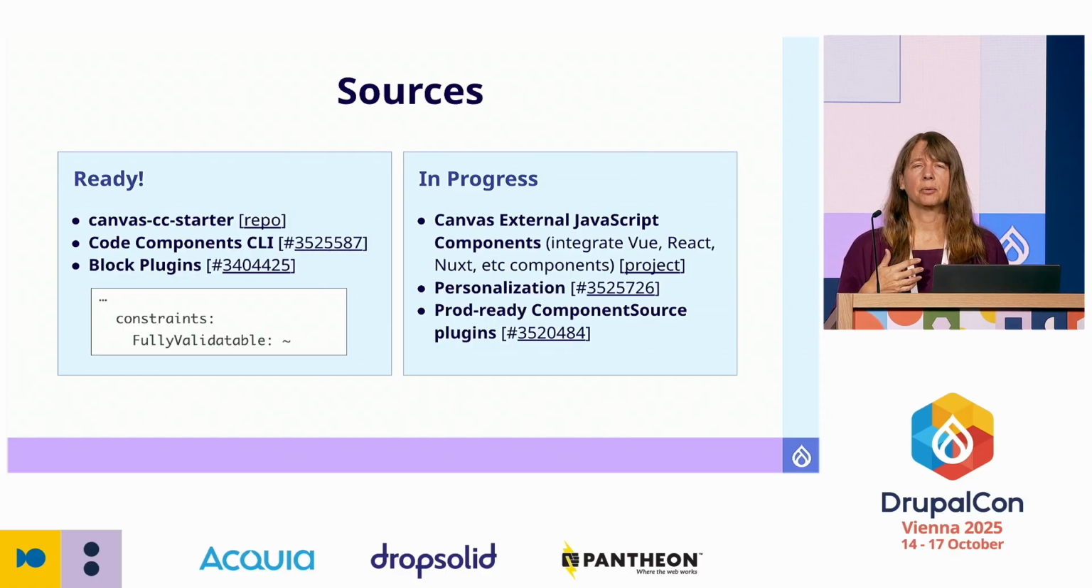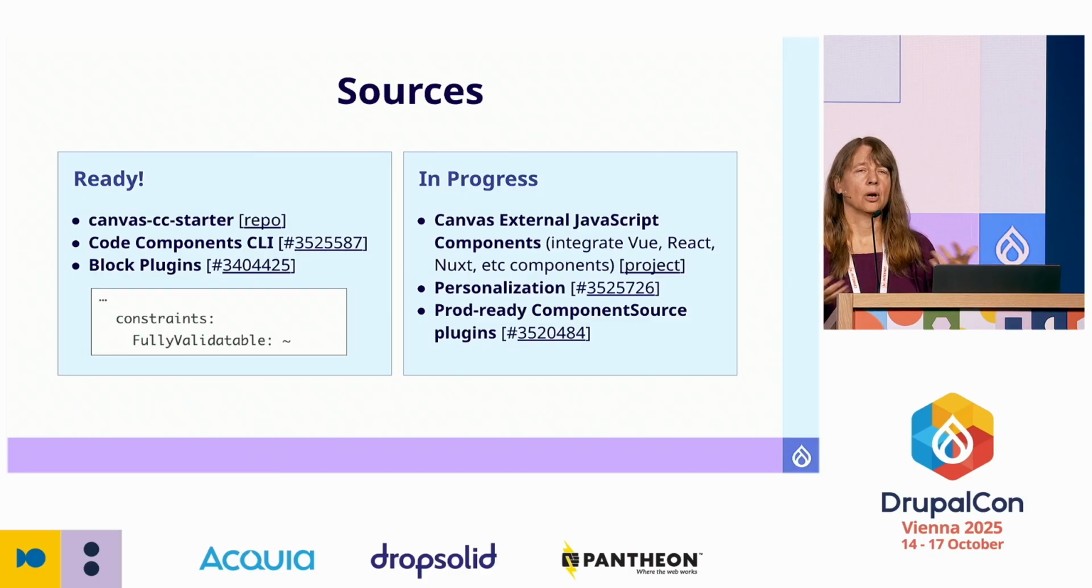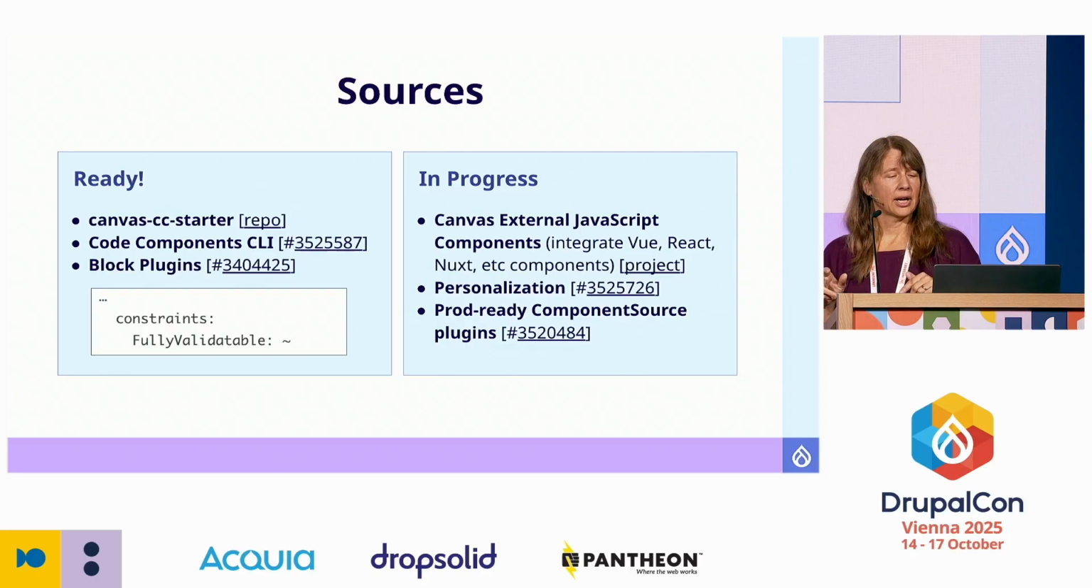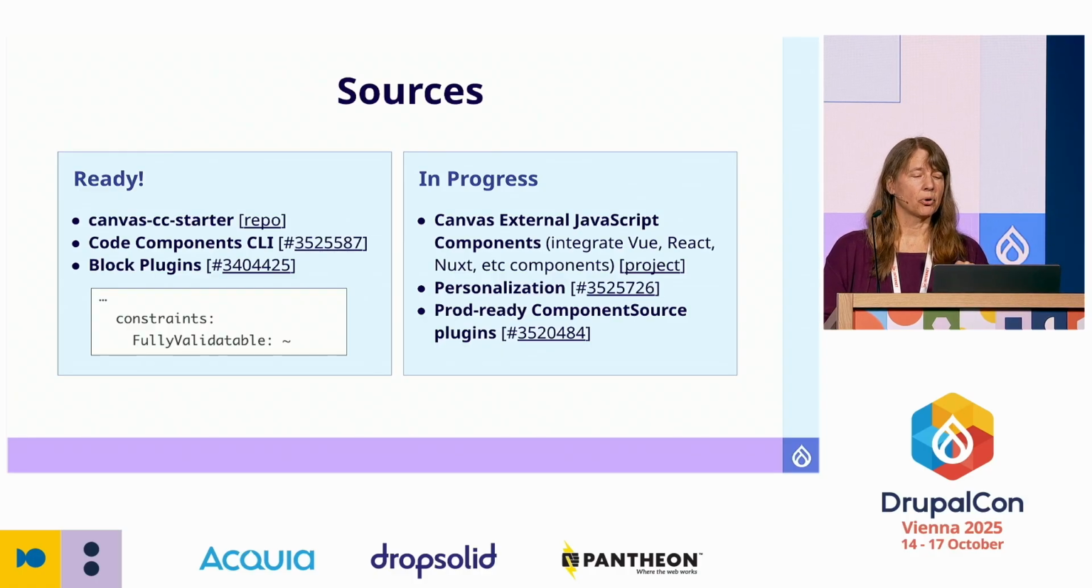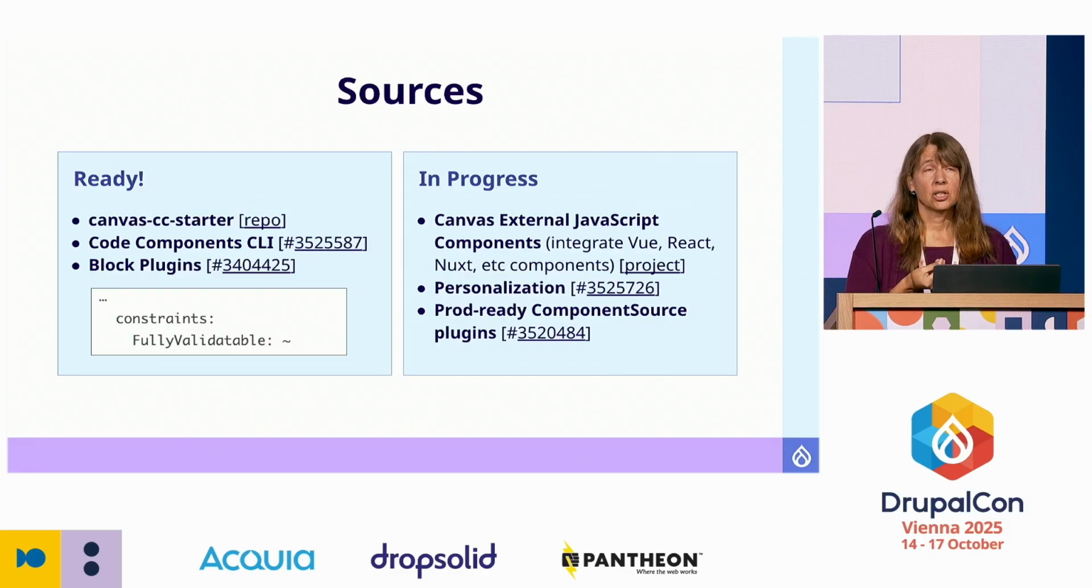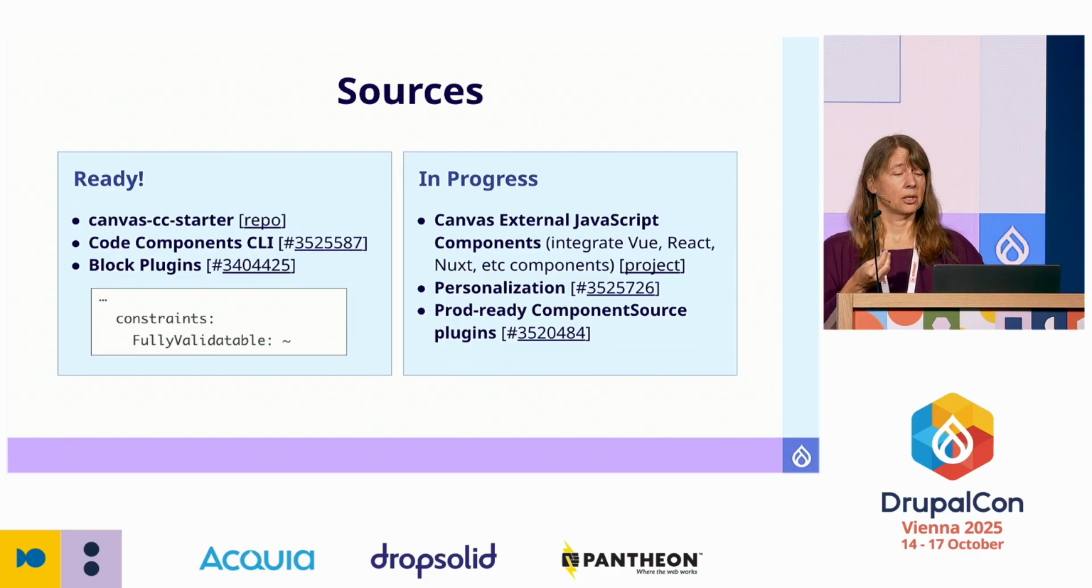And then there's a mechanism to sync between the code and the UI. So that's kind of fun if you're more into that side of the world. On the in-progress side, I know that they did a demo yesterday, Fago, this Canvas external JavaScript components. If you already build components in other JavaScript frameworks, Vue, React, Next, you can actually start pulling those into Canvas using this module. So that's also super exciting. It's alpha, so go test it and try it out.